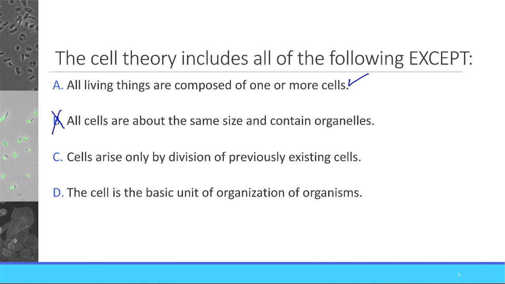We can continue on and walk through the other ones. For C, cells arise only by division of previously existing cells. That is true. And D, the cell is the basic unit of organization of organisms. Absolutely. So those are our three tenets of the cell theory. Today we're really going to be focusing on C, which talks about cells arising from previously existing cells, this idea of omnis cellula e cellula. All cells come from pre-existing cells, and we're going to talk about how that happens in today's lecture.